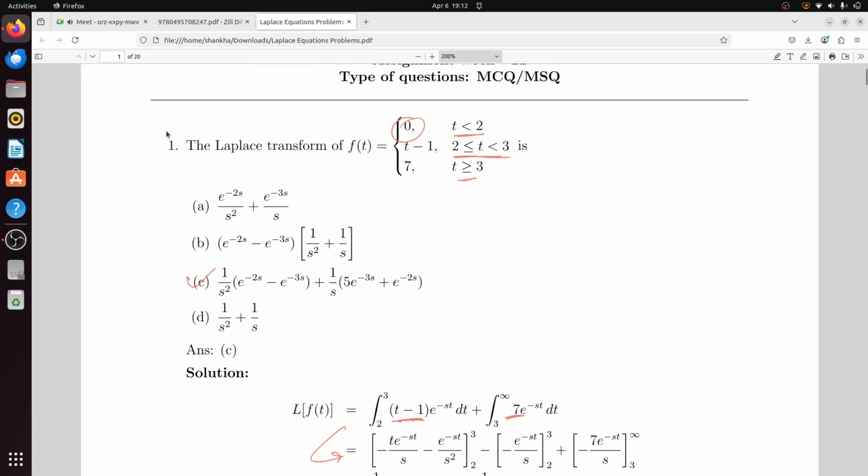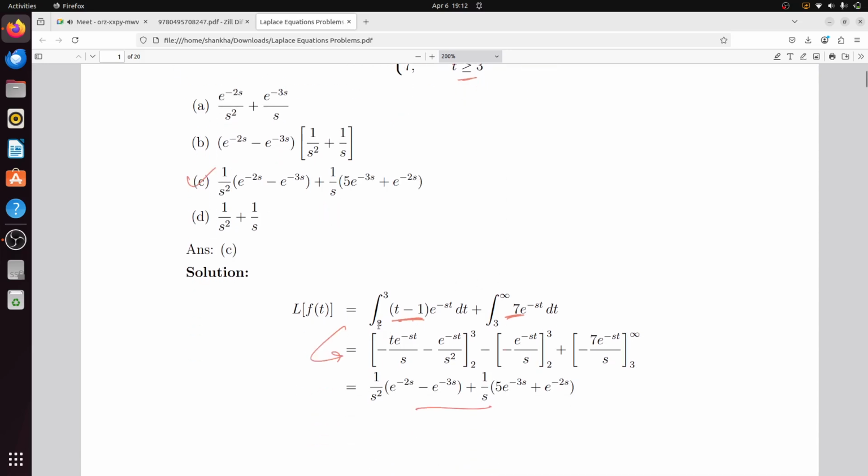You need to determine the Laplace transformation of f(t). This is 0 for t less than 2, t minus 1 for 2 less than or equal to t less than 3, and 7 for t greater than or equal to 3. So by integration, the integral from 2 to 3 of (t minus 1)e^(-st), plus the integral from 3 to infinity of 7e^(-st) dt. That will give you t e^(-st) by s minus e^(-st) by s square from 2 to 3, and here also you need to integrate it.